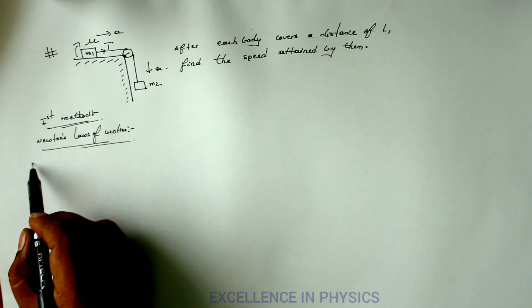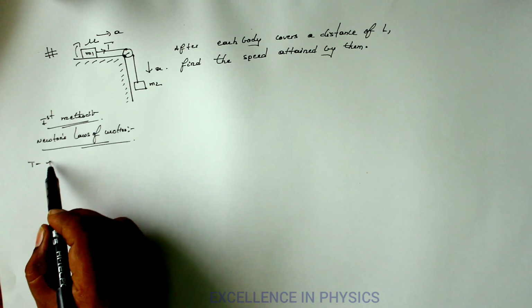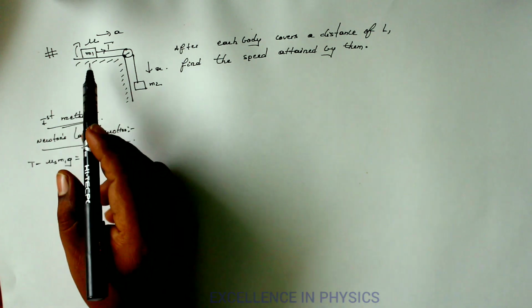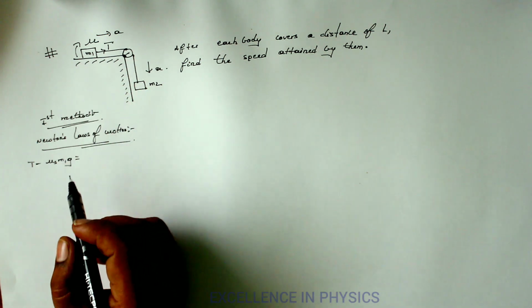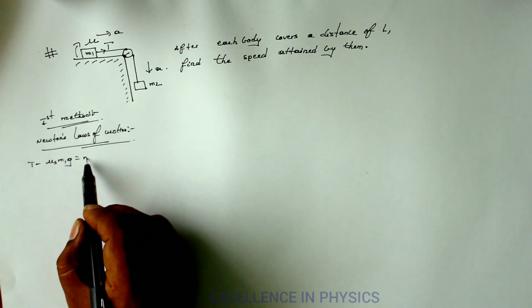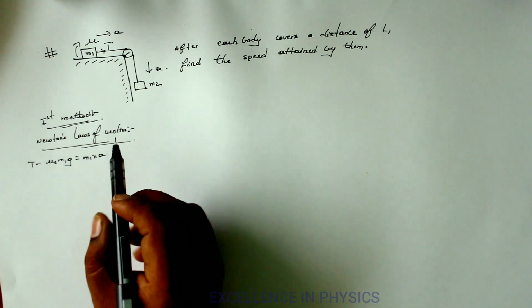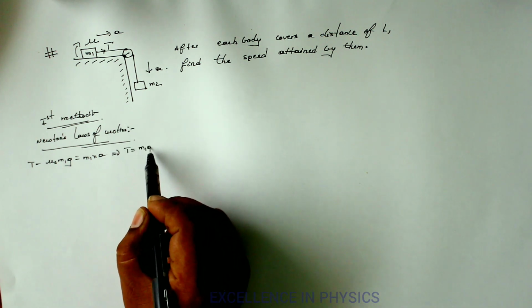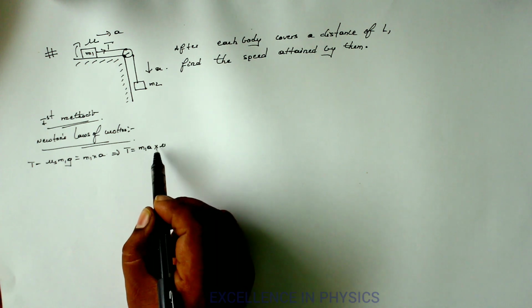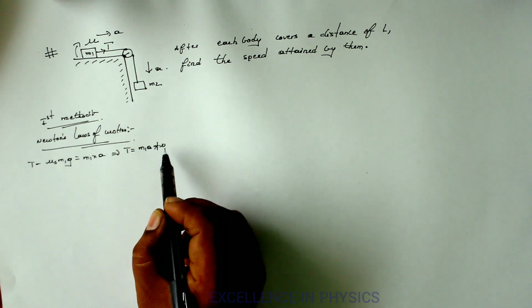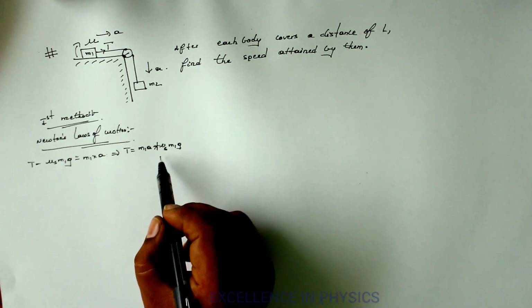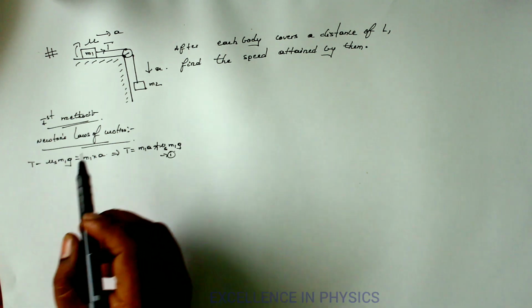So therefore I can write T minus mu s N, here N value is m1g, so directly I am writing, T minus mu s m1g is equal to m1 into a. From this I can write T is equal to m1a plus mu s m1 into g. Let it be my equation number 1.